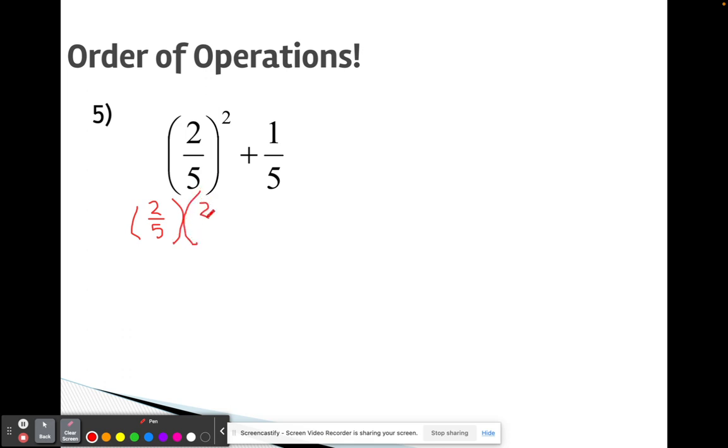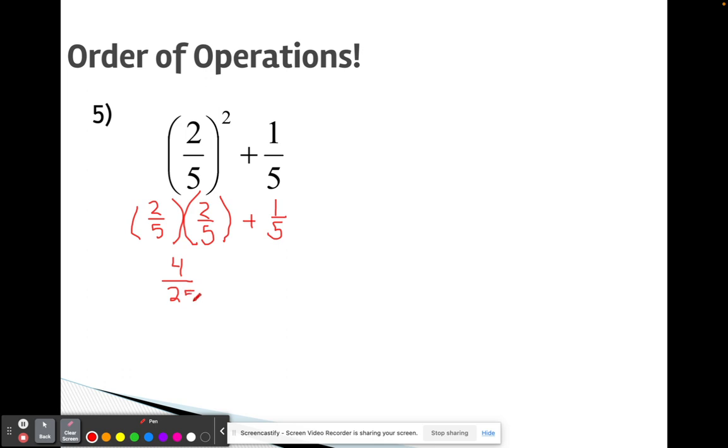And I need to then add 1/5 at the end. I just spelled that all out so that we remembered what 2/5 to the second power means. Well, I'd simplify before I multiplied if I could here, but 2/5, I can't simplify. 2 and 5 can't simplify, so I'll multiply straight across. 2 times 2 is 4. 5 times 5 is 25.